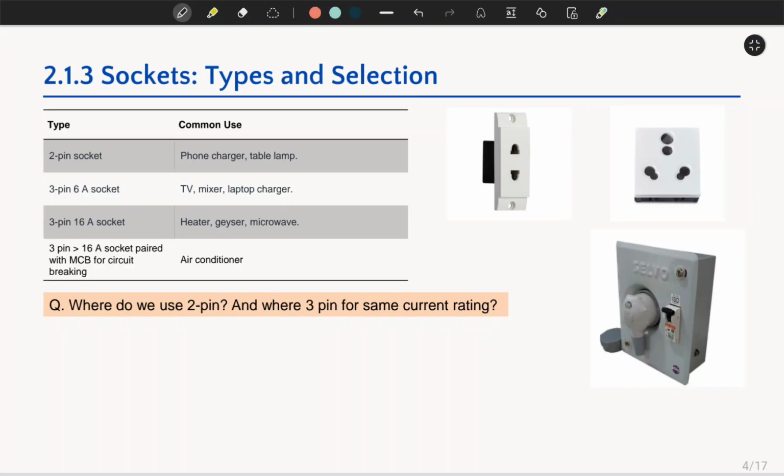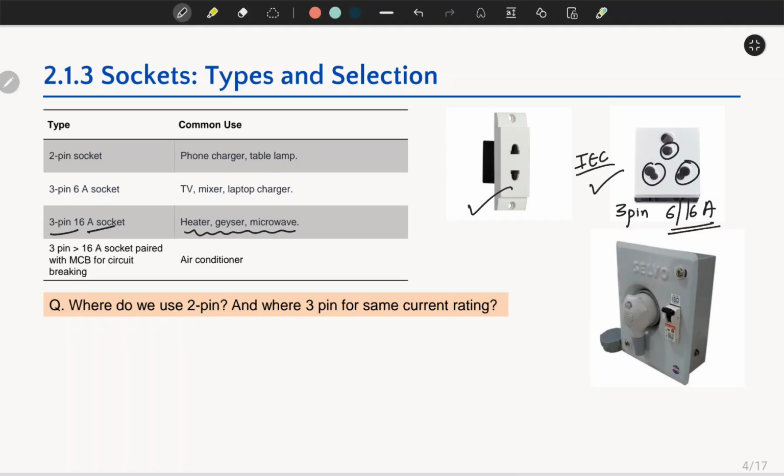Now there are different types of sockets, same as the switches we have seen earlier. There are 2-pin sockets. This is the 3-pin, which means there are 3 pins, 1, 2 and 3 holes. It's 3 pins, 6 ampere. This type is generally used in IEC standards. Then there is a 3-pin 16 ampere socket. This can be used for geyser or microwave.